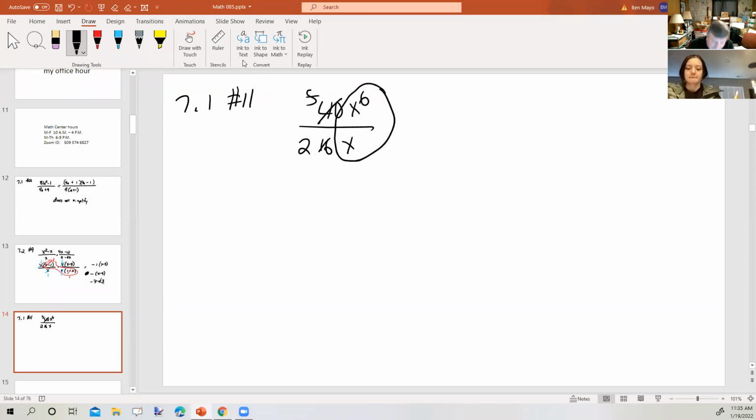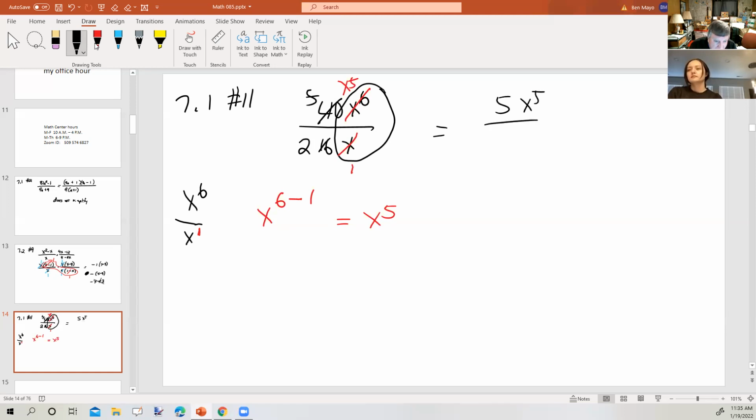But this is where the problem was for the student. So let's take a look at that. x to the 6th over x. First of all, there's an implied 1 exponent on the denominator. So what's the rule when you're dividing 2 powers with the same base? It's the base with the top exponent minus the bottom exponent. So this over this is going to be x to the 5th over just a 1. So that's going to give us 5x to the 5th over 2.